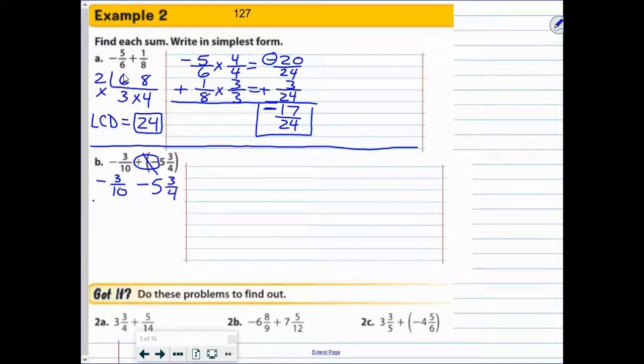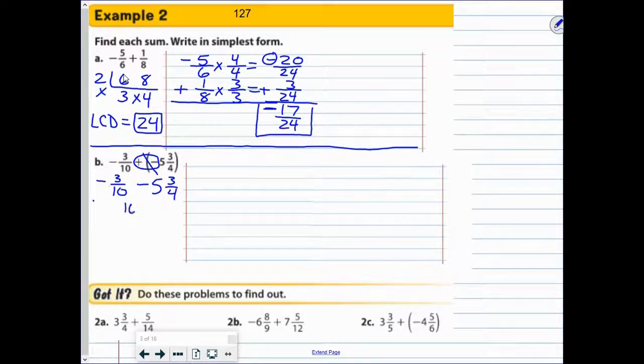I need to find a common denominator, so I ask my questions. Does the smaller denominator divide into the bigger denominator? And 4 does not go into 10 equally, so I would say no. Second question, is there a greatest common factor for 10 and 4? And the answer to that question is yes. 2 will go both into 10 and 4.